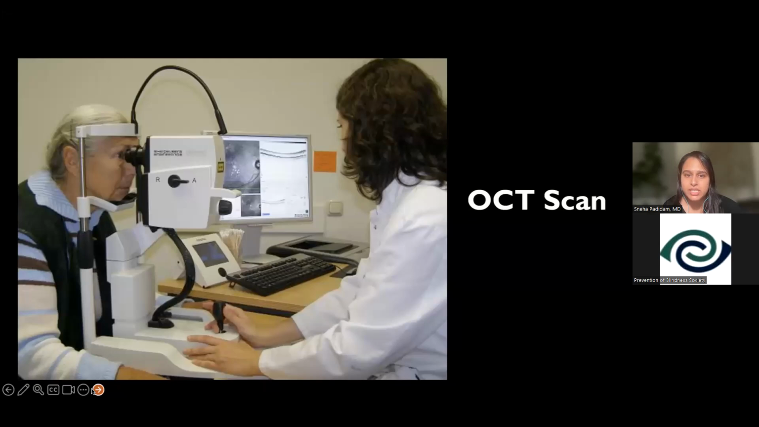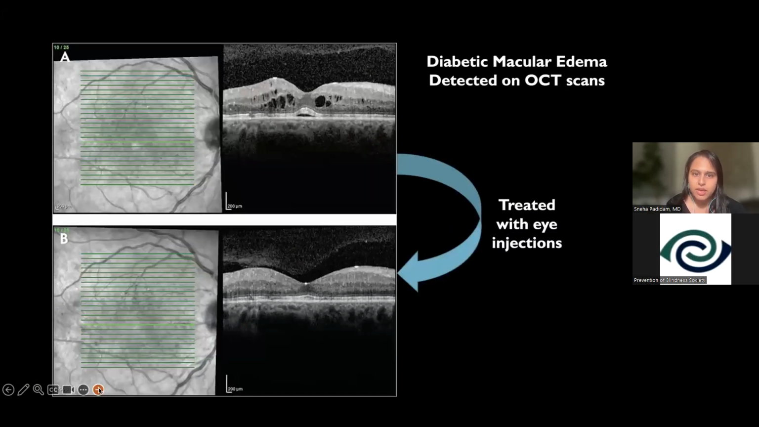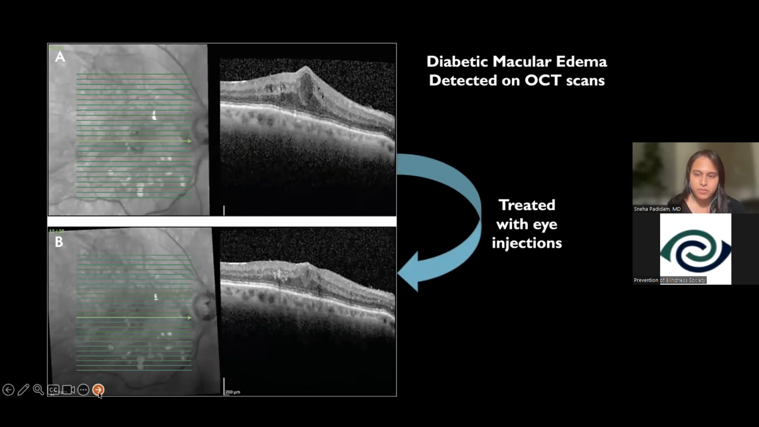This is what an OCT scan looks like when you see your retina specialist or general ophthalmologist. We are able to take a cross-sectional image of the center part of the retina to look for swelling. And this is a good image that shows an OCT, and that top image has diabetic retinopathy with macular edema. And then after injections, that edema improves, and you can see that the swelling, the dark spaces of fluid, are better.